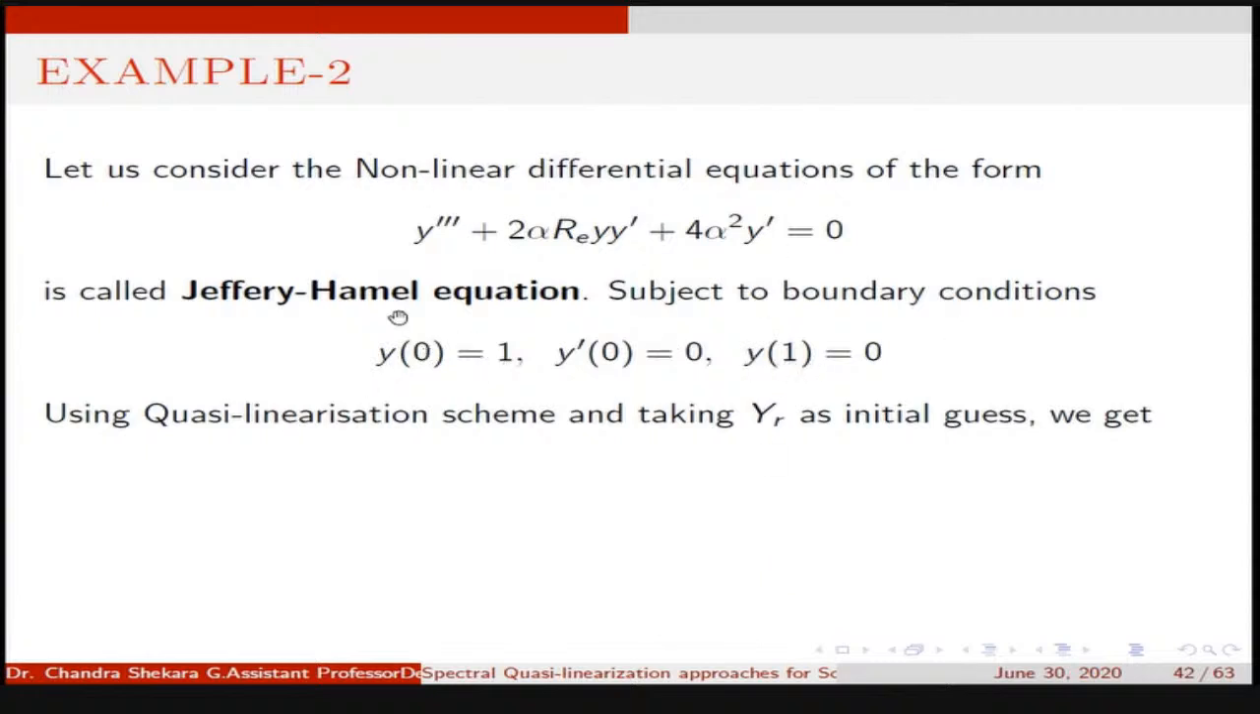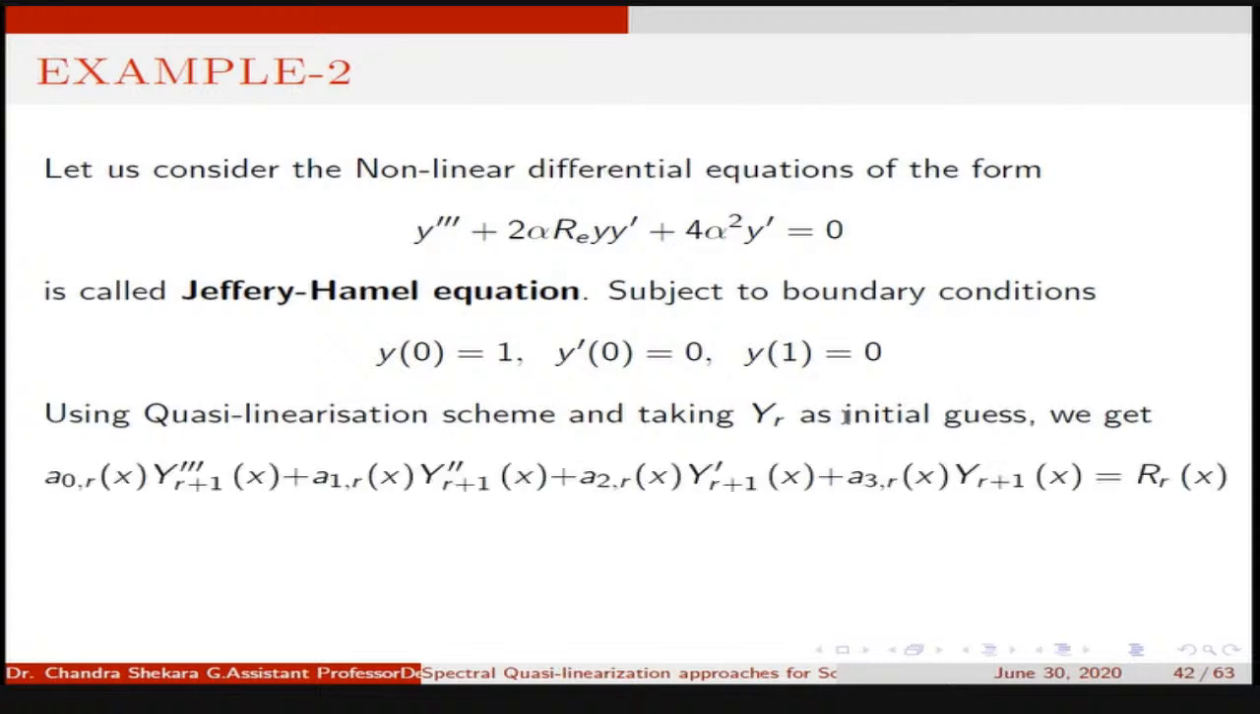But first, this is a nonlinear differential equation, because we have y into y dash, a product of unknowns. Let us reduce it into a linear differential equation by using the quasilinearization scheme. To use it, let us assume that y_r is some initial guess at the present iteration. Then I'll expand the nonlinear operator about this y_r as a Taylor series, using the multivariable Taylor series. After shifting all the terms with suffix r to the right hand side, we'll get this expression.